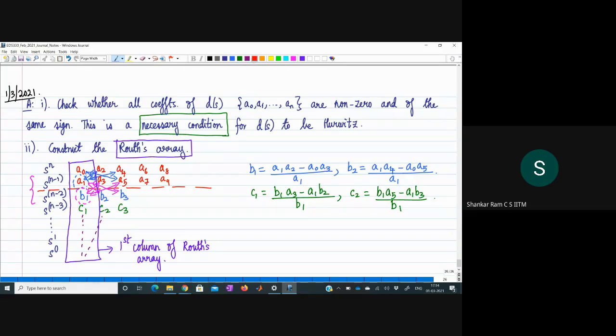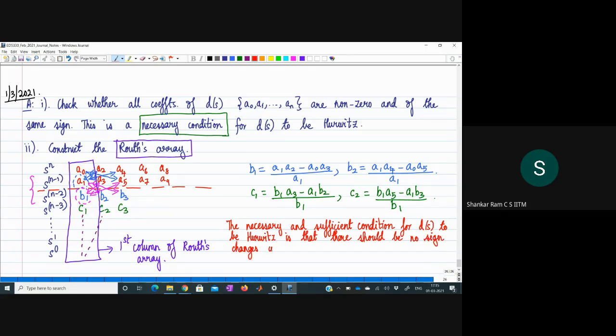So let me write down the condition. The necessary and sufficient condition for the polynomial D of s to be stable is that there should be no sign changes in the first column of the Routh array.